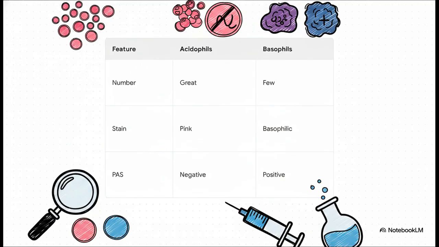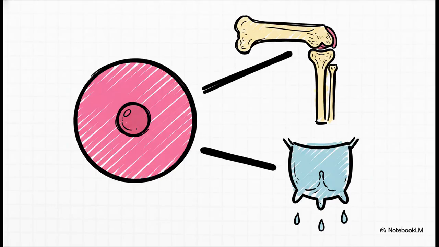So, how do we tell these active chromophils apart? They split into two camps. First, the acidophils, or alpha cells. These stain pink and are PAS negative. Second, you've got the basophils, or beta cells. There are fewer of these, but they're larger and they stain blue or purple. But here is the golden nugget for your exam. Basophils are PAS positive. Why? Because the hormones they secrete are glycoproteins. Definitely memorize that.